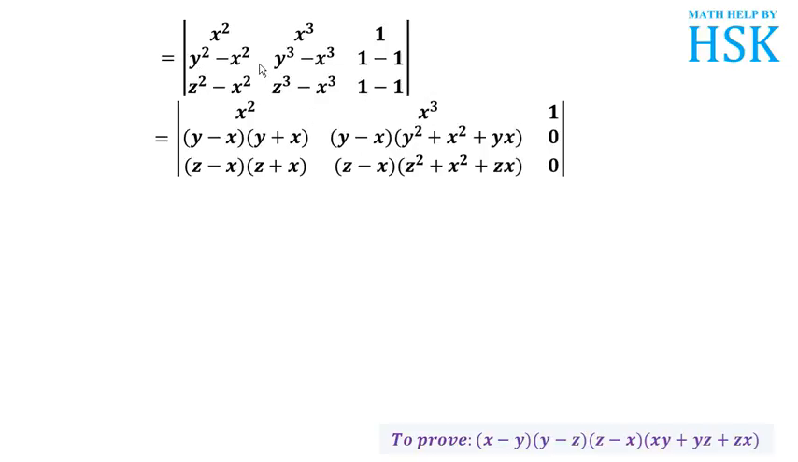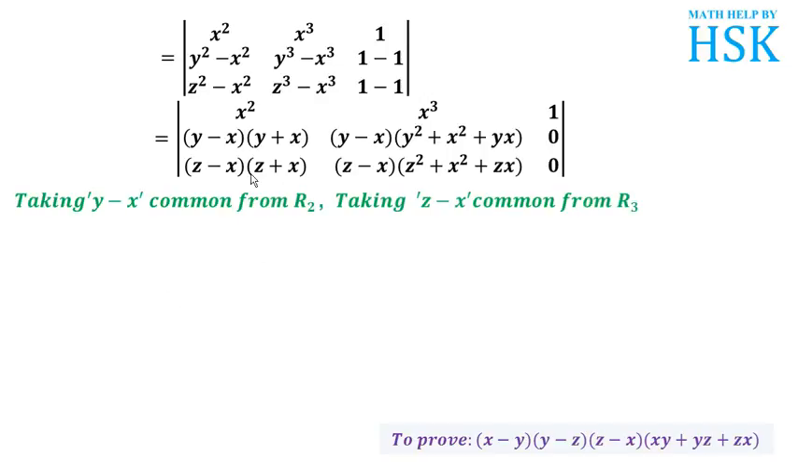The factors of y square minus x square will be y minus x into y plus x. Z square minus x square factors will be z minus x into z plus x. Y cube minus x cube will be written as y minus x into y square plus x square plus yx, and z cube minus x cube can be written as z minus x into z square plus x square plus zx, and 1 minus 1 will be 0. Now I can see that y minus x can be taken common from the second row and z minus x can be taken common from the third row.